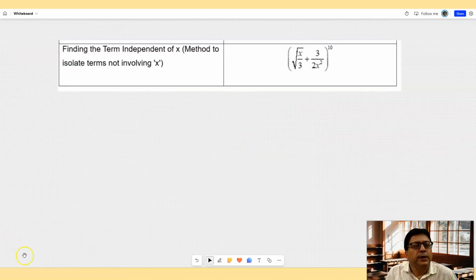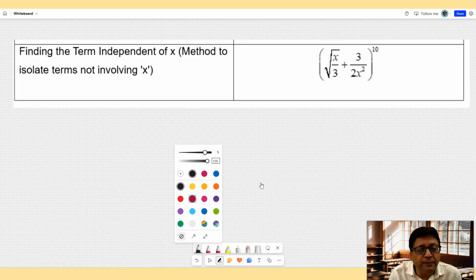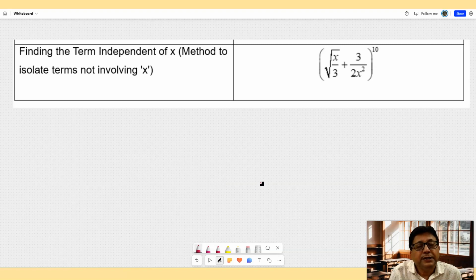Okay. Next, let us find the term independent of x in the expansion of root x by 3 plus 3 by 2x squared to the power 10. So again we take the help of the general term. We write the general term and from there we can quickly decide. This binomial is (x by 3) to the power half plus 3 by 2x squared, to the power 10. So we'll start in this manner.